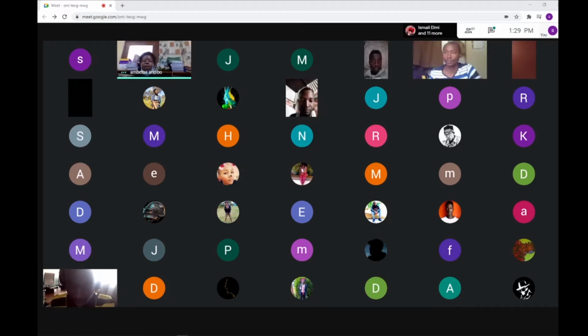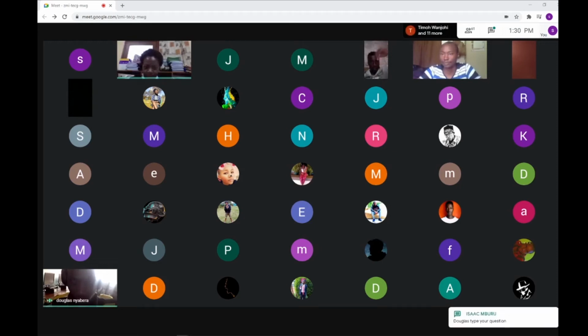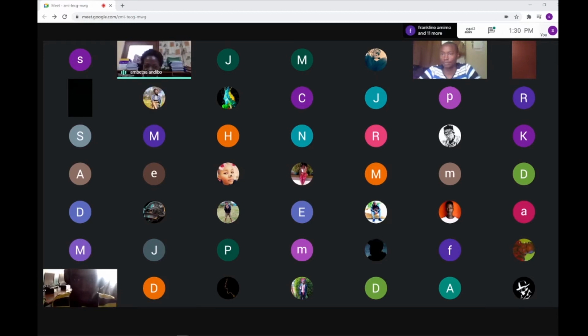Explain when it is best to use the following seating plan. The first one was theater style. Number 2 is U-shaped style. Then classroom style. Then finally boardroom style. Okay, Douglas, please type your question.